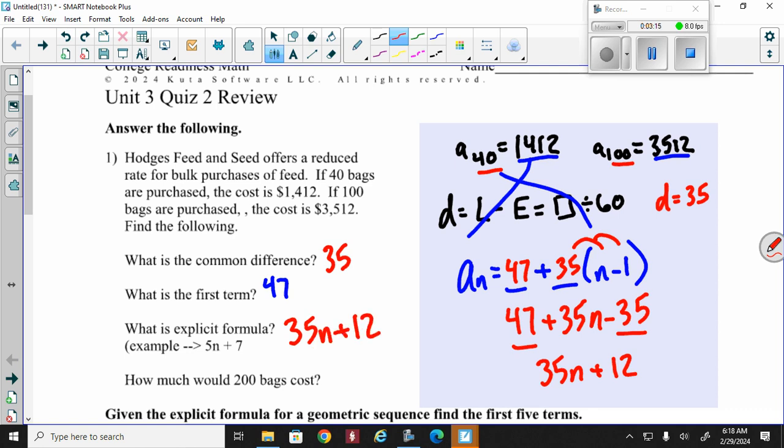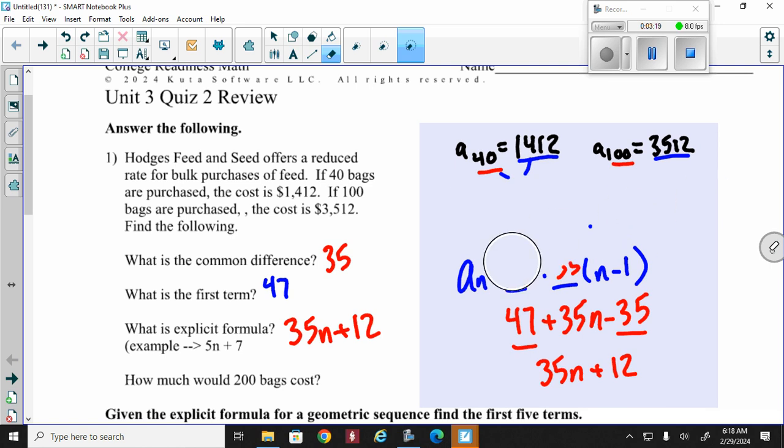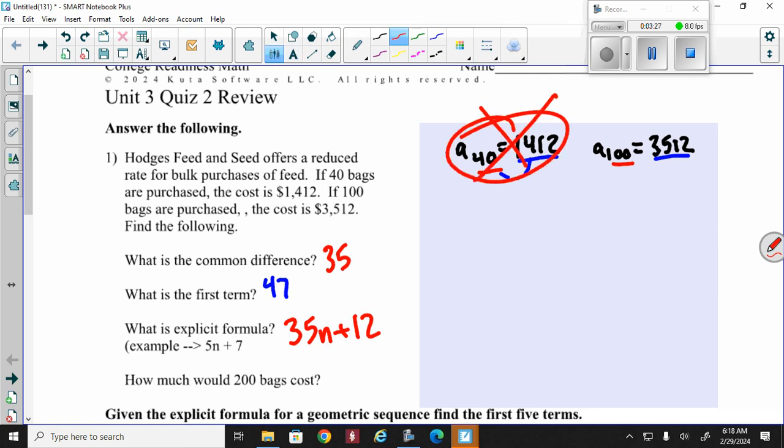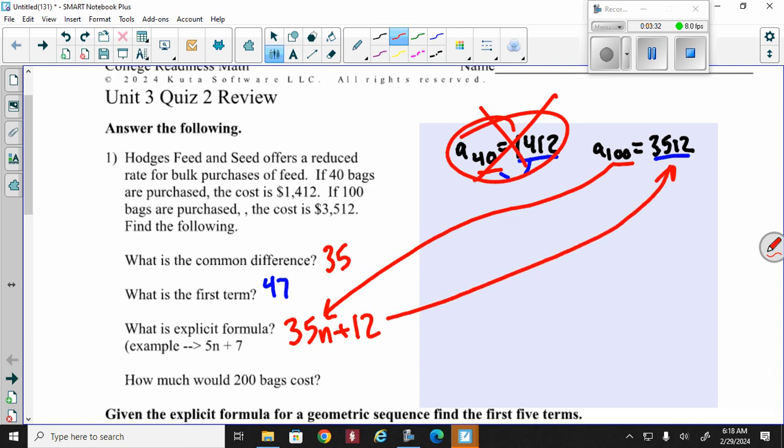Now, guys, check your work. Don't just plug an answer in and just run away from it, all right? So if you want to check your work, here we go. We used this in our problem, so let's just go ahead and use this. If I plug in 100, would I get 3512? Let's see, 35 times 100 plus 12. Do the math. Hey, look at that. I got 3512. That means I am correct. All right. That means that this answer is correct.